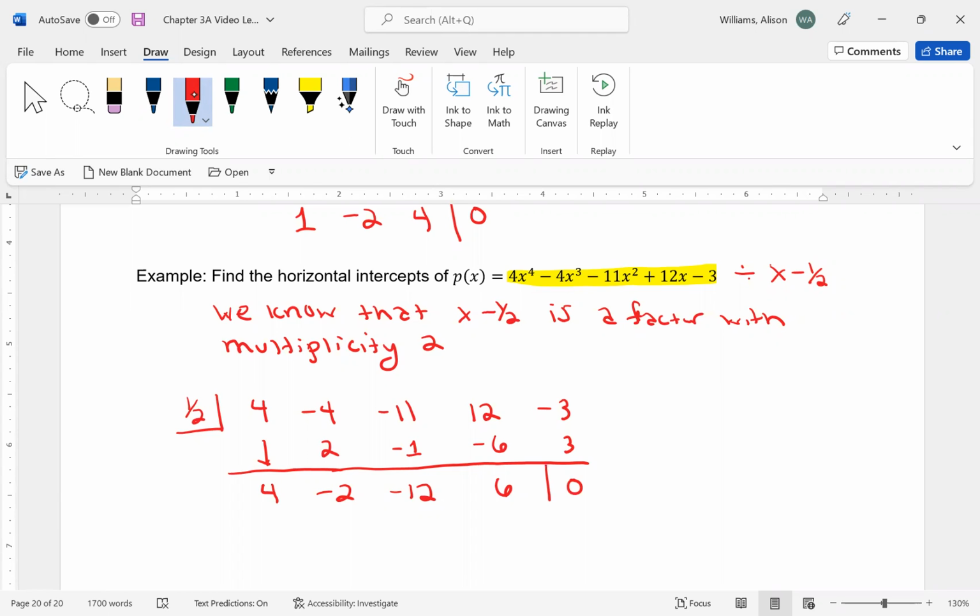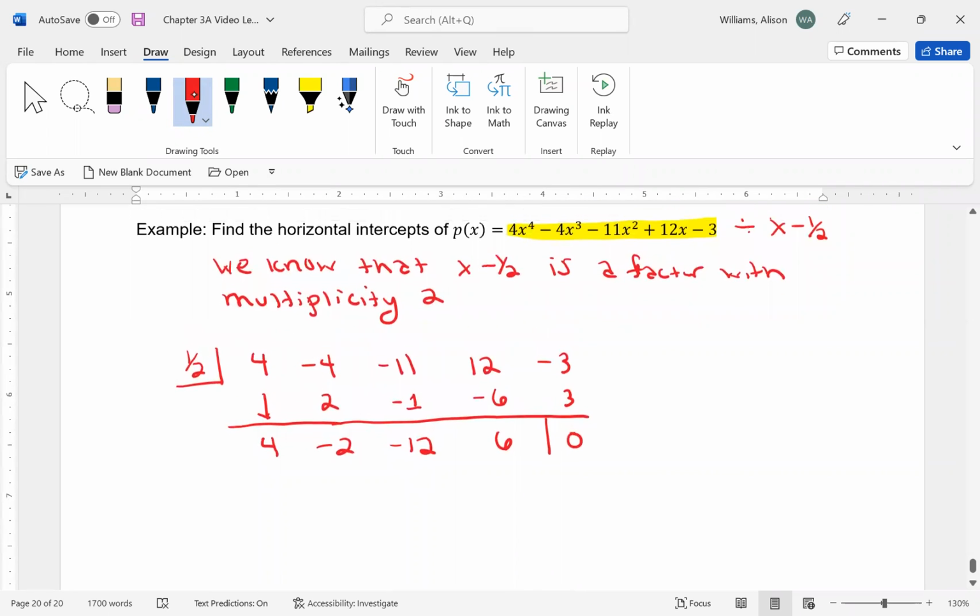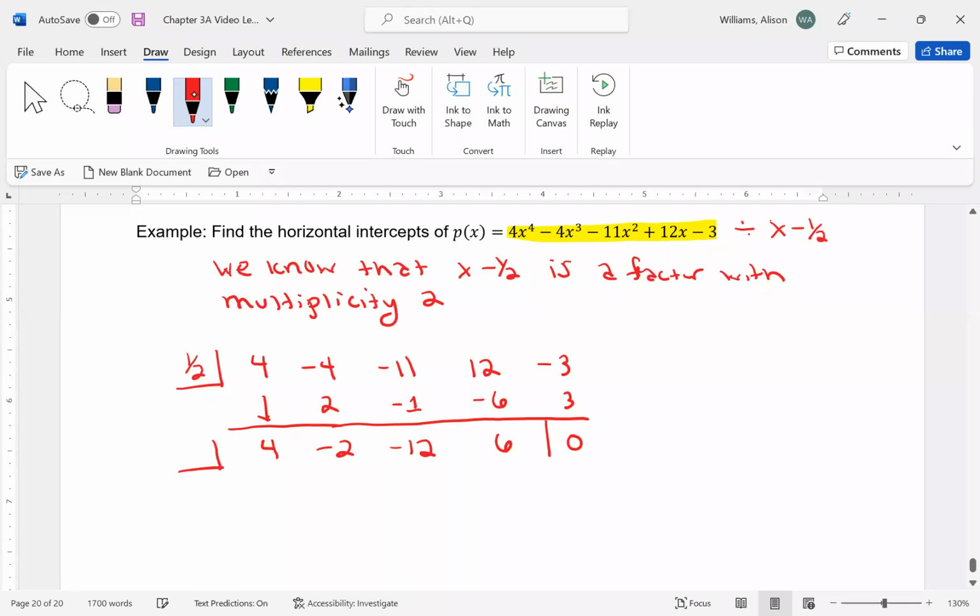So now, rather than write my answer, I know that this has a multiplicity of 2. So I know it's going to factor again. This answer is divisible by 1/2 again. So I'm going to go ahead and just repeat my synthetic division right here. I'm just going to start again, do a new line, bring down the 4, and go.